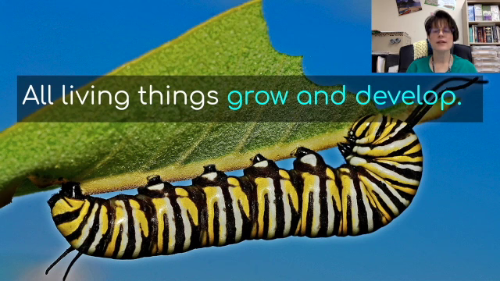Also, all living things grow and develop, okay, like this monarch butterfly caterpillar. This caterpillar will grow and develop into a butterfly, and there's a variety of ways that living things grow and develop. Some go through metamorphosis, like the butterfly. Other things, like ourselves, just gradually become larger.